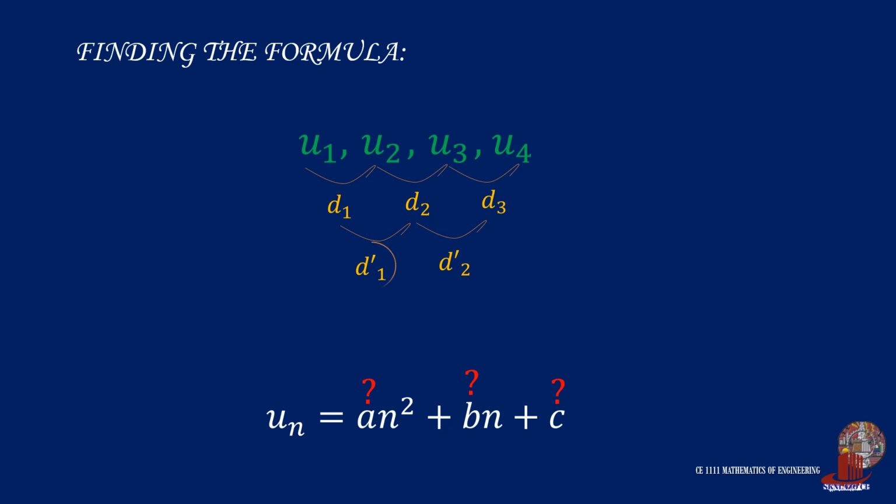Start solving a by equating 2a to the first term of the second difference. We notated this as d prime 1. Then b is computed by equating 3a plus b with d1. Then lastly, c is solved by equating the initial term to a plus b plus c.